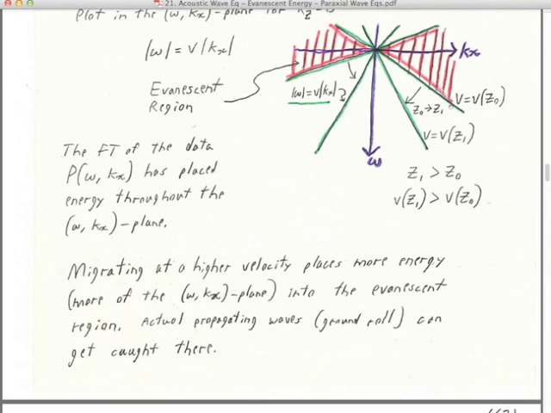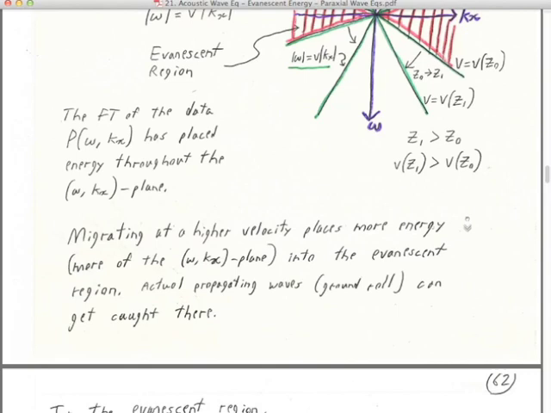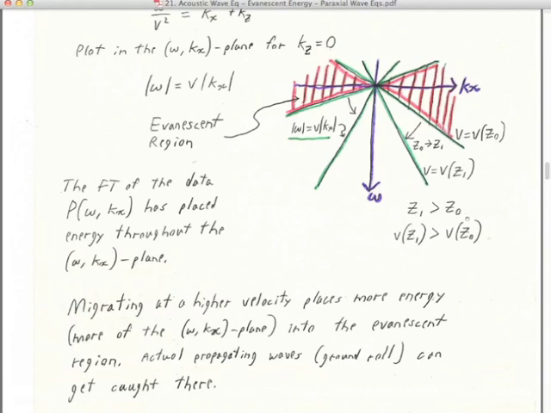And migrating at a higher velocity places more of the omega kx plane into this region close to the kx axis, in red, which is called the evanescent region. And actual propagating waves, like ground roll, surface waves, can get caught in there. Anything that's too slow. So that could even be reflections that are coming from up above, from lower velocity regions up above. We're migrating, say, at our medium depth velocities. And that means the shallower areas with lower velocities are going to get caught in this area close to the kx axis and in this red so-called evanescent region. And there's always going to be something caught there because our data sets are going to have energy everywhere throughout the whole plane.